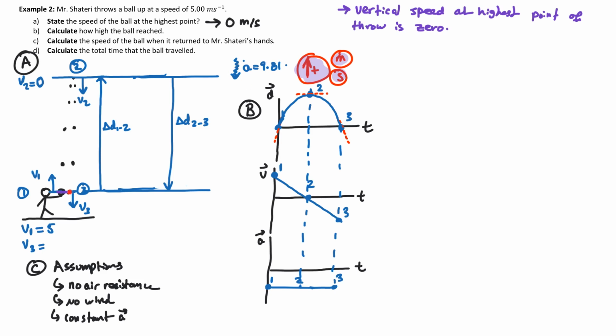assumption. But if Mr. Shateri was strong enough to throw this very, very high, this might actually change to approximately 9.2 or something, and that would be different because your acceleration will no longer be 9.8. It will start to be less and less as it gains height, and it will change back. It will gain more value as it gets closer to the surface of the Earth again.